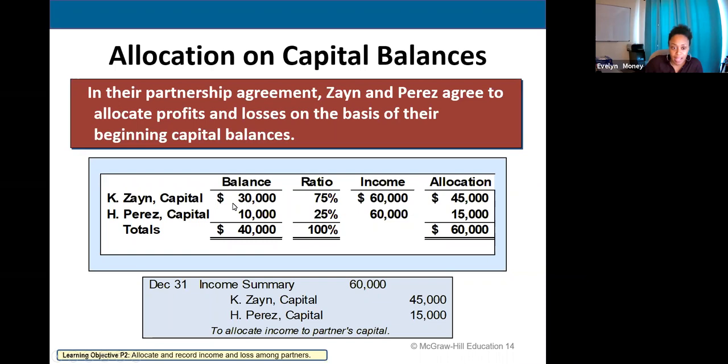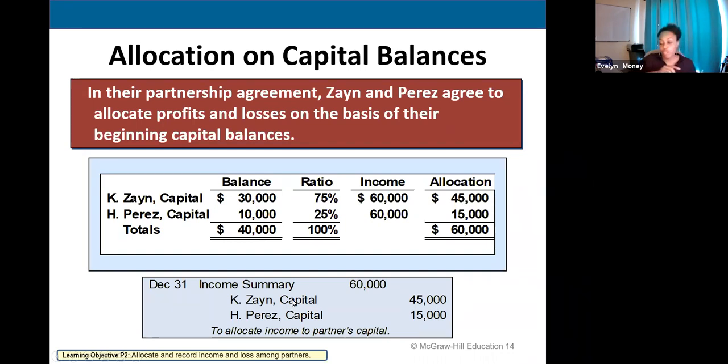So we take Zane's balance and Perez's balance and we add them together, and that gives us our total. We then divide each partner's balance by the total to come up with a percentage. So 30,000 divided by 40,000, that's where the 75% came from, or 3/4. And then 10,000 divided by 40,000 gives us the 25%. We then multiply those percentages times the net income to determine each partner's share of net income.